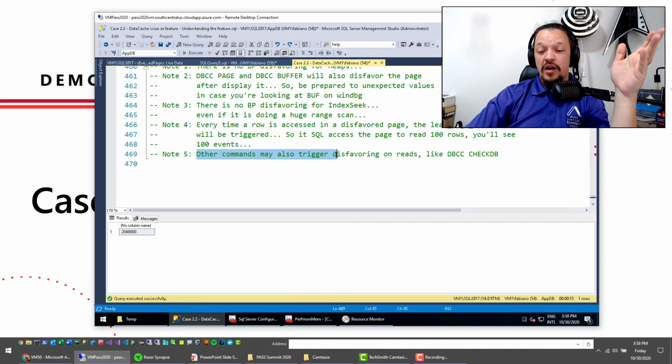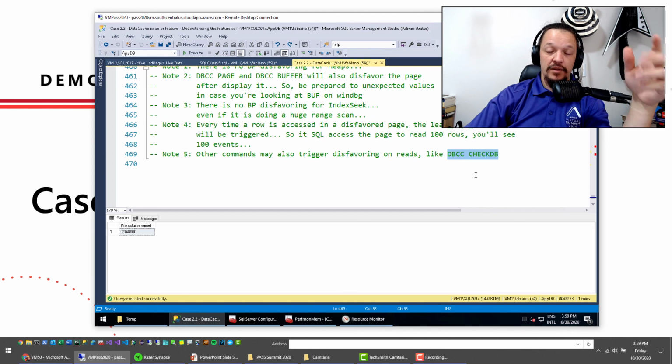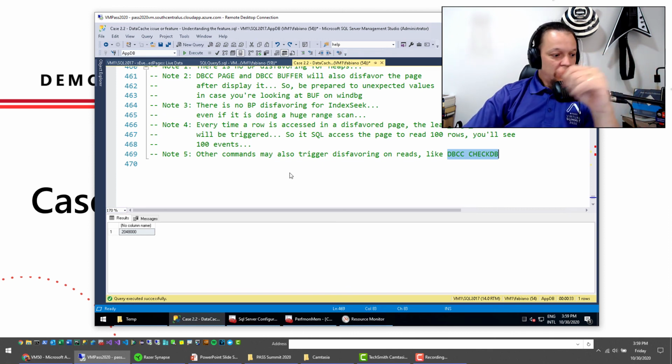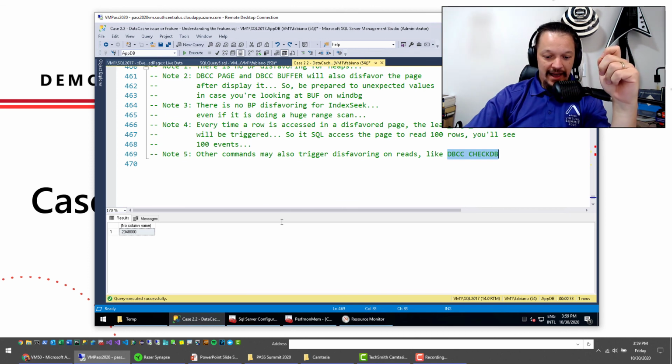And other commands may also trigger disfavoring. For instance, checkdb is one of them. All the reads that checkdb does are disfavored. The idea, again, is don't mess up your buffer pool data cache because you're running a checkdb in business hours, for instance. All right. I think that's more than what I had.